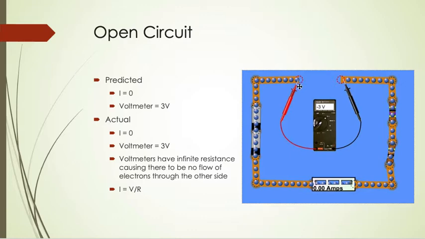When we connected the voltmeter, we found that there were 3 volts on this left side, 3 volts on this side, and 0 volts on this side, and the current is not able to flow through the voltmeter because the voltmeter's resistance is equal to infinity.